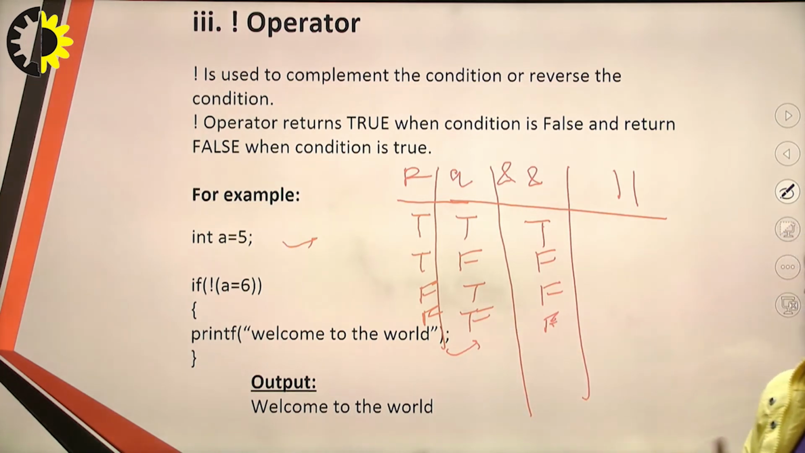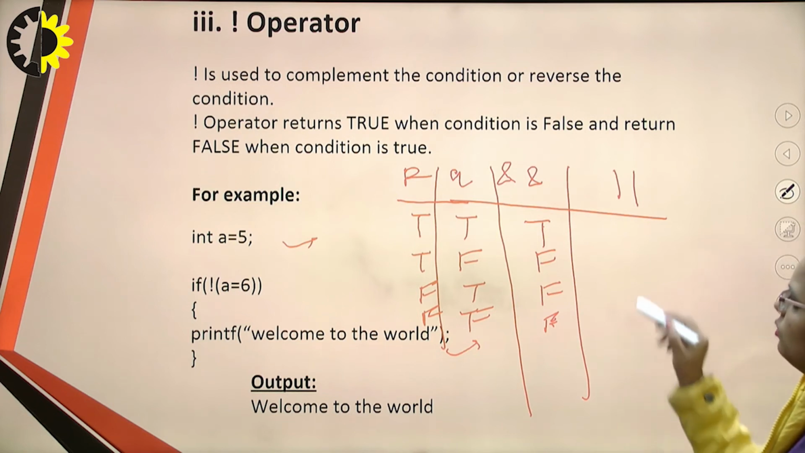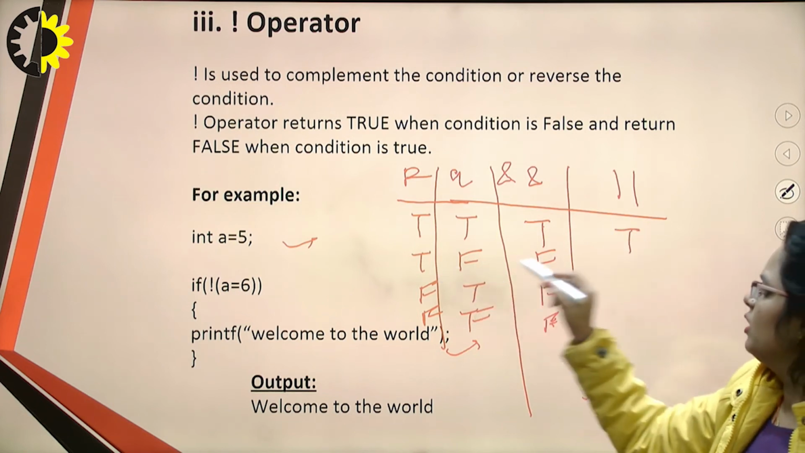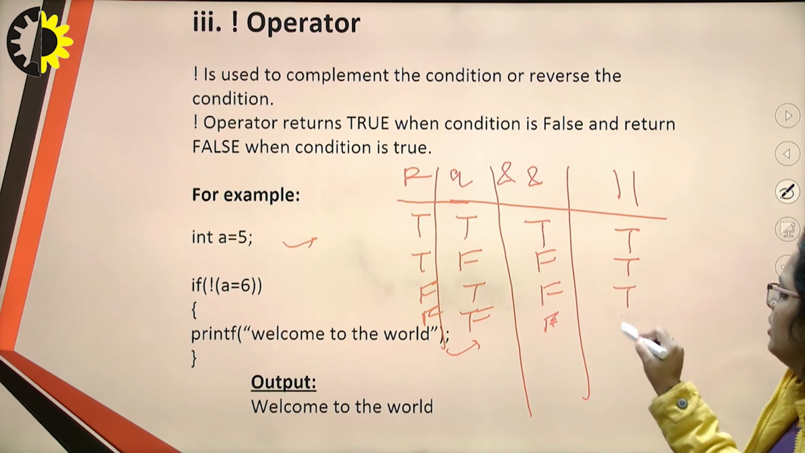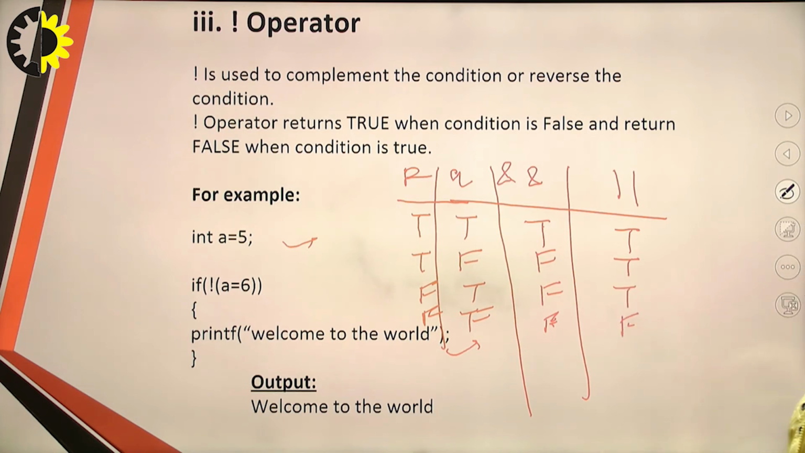And for the OR operator, even if one value is true, then it is going to return true. So this is true. Here one value is true, true, true, and this is false. And for the NOT operator, if the value is false, then it will return true, and for true, it is going to return false.